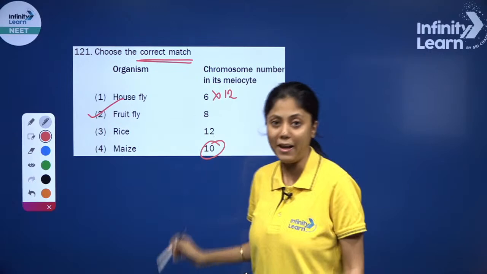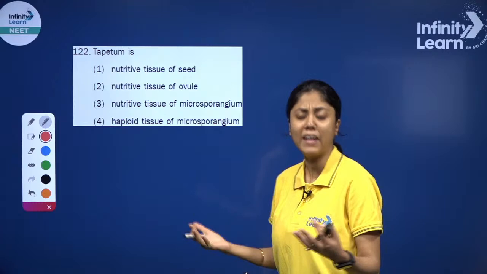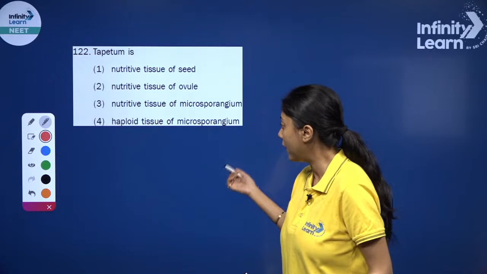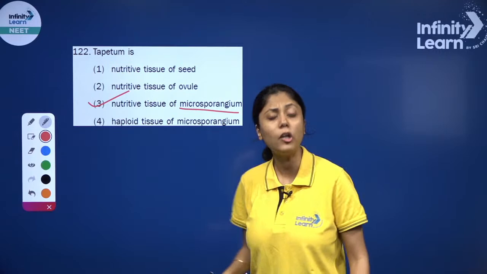Now, moving ahead. Tapetum is very simple. You know that tapetum is an anther wall. It is the innermost anther wall. And what does it help in? It provides nutrition to the microsporangium. So it is a nutritive tissue of the microsporangium. Is it haploid? No, tapetum is made of diploid cells. It is not haploid.